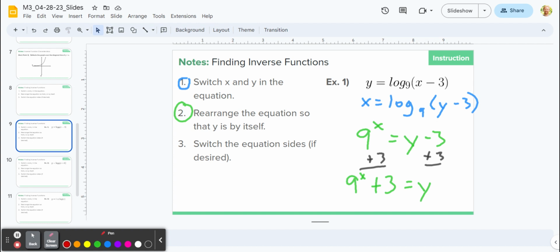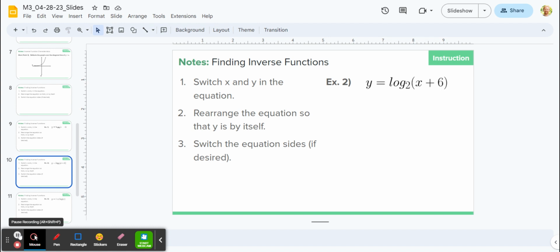And finally, this last step here, number 3, switch the equation sides if desired. That's really only if we want to have that y listed out on the left-hand side. It's usually a little easier to read that. So I'm just going to move this y over here, and we have y equals 9 to the power of x plus 3. Again, that final step you do not need to do unless you want to.